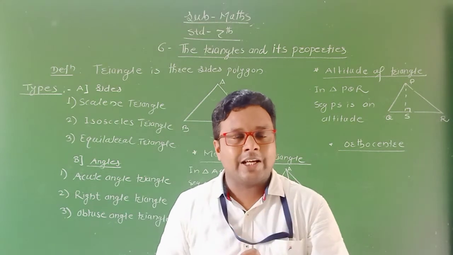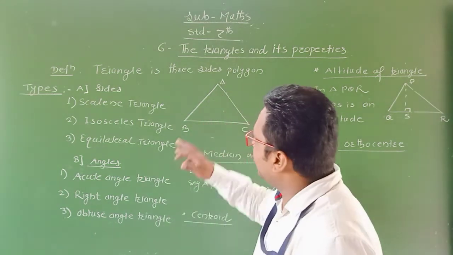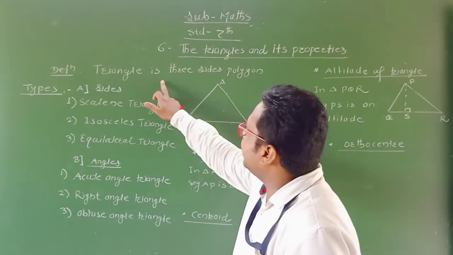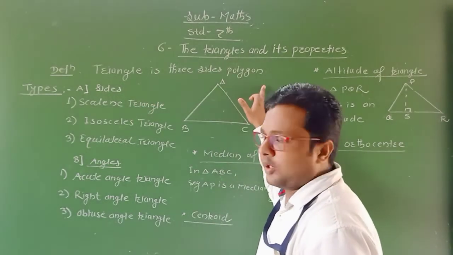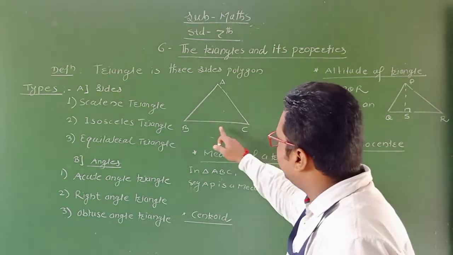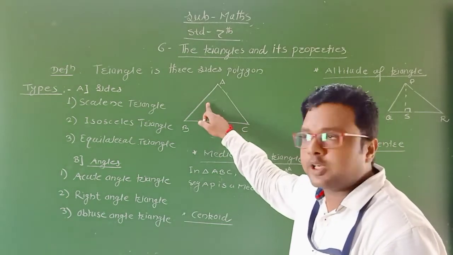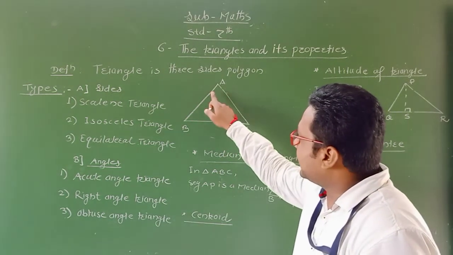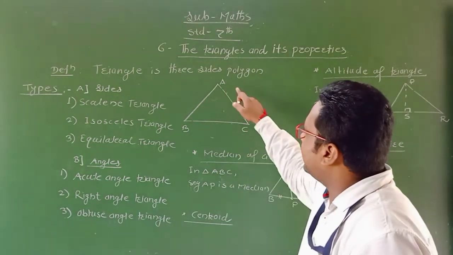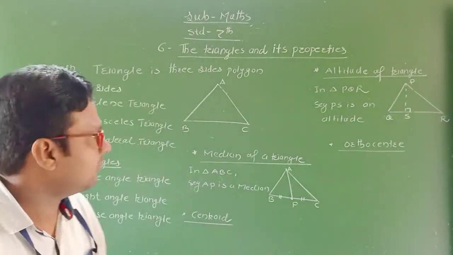But how many line segments are there? Three line segments are there. Okay, therefore here I write triangle is a three-sided polygon. Clear? Here I draw the figure triangle ABC. Okay, this is a three-sided polygon or simple closed figure made up of three line segments, that is AB, BC and AC. Okay, now see the parts of the triangle.